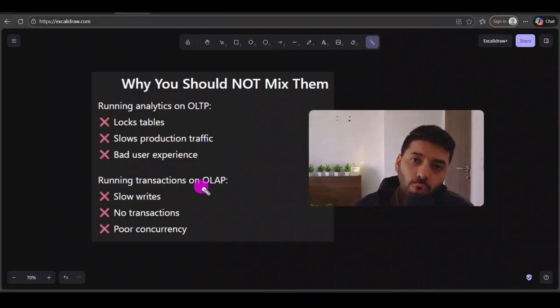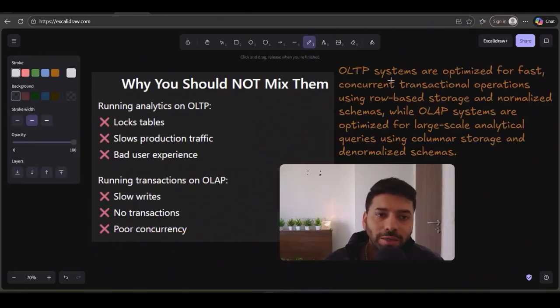Okay, and if you use OLAP for running the transactions, then you will have slow writes because OLAP is designed mostly for read operations, so you will have slow writes. You cannot have proper transactions. Like if we talk about SQL, it follows ACID properties, high consistency. In OLAP, you don't get that. And with OLAP, you will have poor concurrency. So there can be a case where two users got a single ticket which was left, and it can create a lot of issues. So overall, as a summary, OLTP systems are optimized for fast concurrent transactional operations.